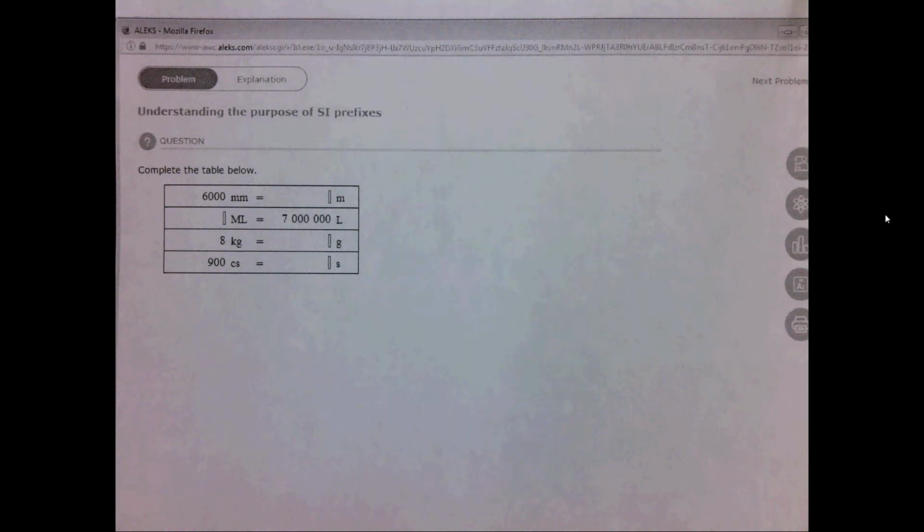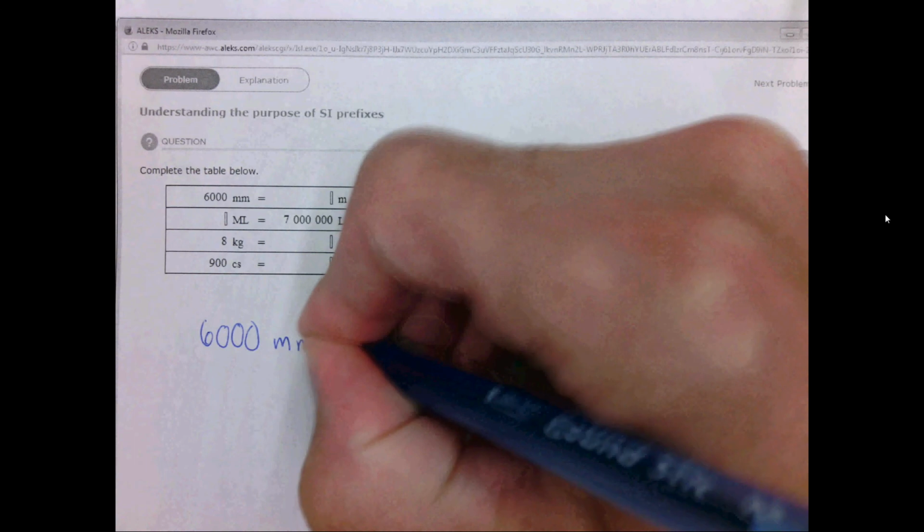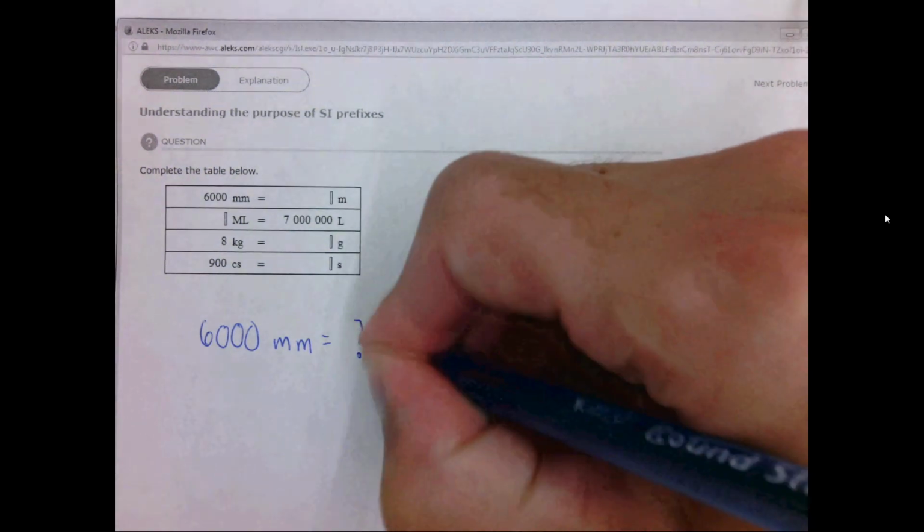Dimensional analysis is a process that must be used to solve some chemistry problems. That being said, there are of course other ways to do it, but dimensional analysis is how it will be taught and is really, in my opinion, the most convenient way of doing it. So let's take an example here of 6,000 millimeters equals how many meters?